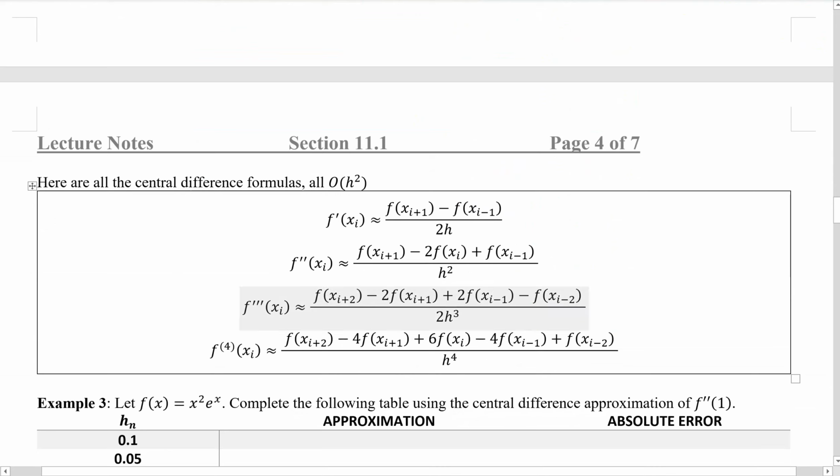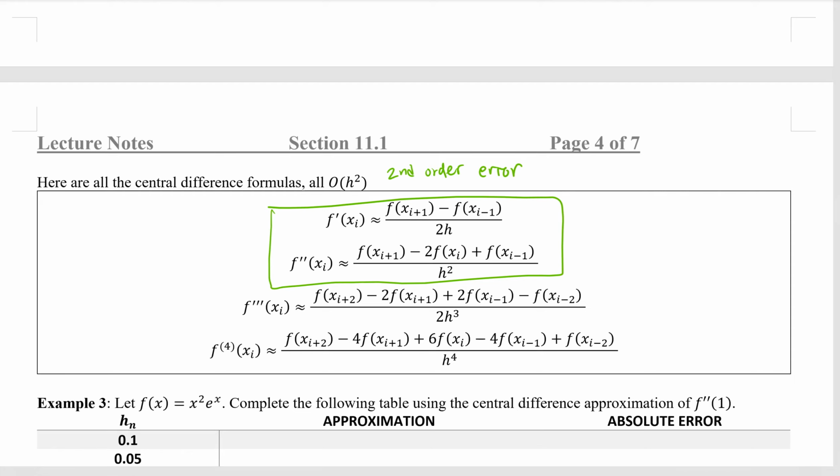So here I provide you the central difference formulas for first derivative, second derivative, third derivative, and the fourth derivative. Just play with the Taylor polynomial and more points. Okay, and do some calculation. And all of them are second order error. Okay, so all of them are second order error. So far, so good? Okay, and we mainly use these two. Okay, we mainly calculate the first derivative and the second derivative. So far, so good, everybody?